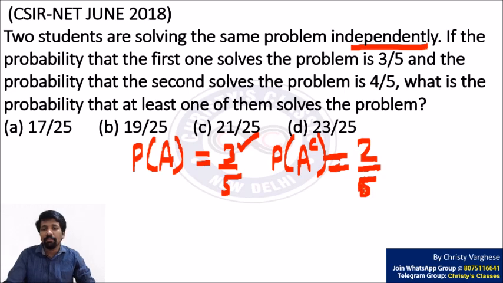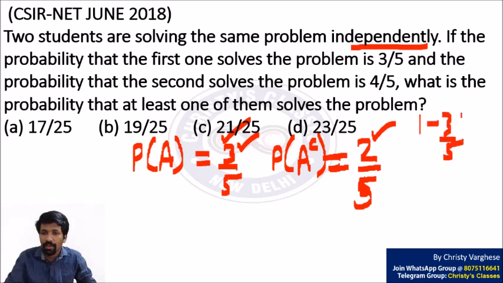The pizza example will help you in this question also. Think that a pizza is cut into 5 parts. If you are taking 3 parts already, how many parts will be remaining in the box? 2 out of 5 parts. When 3 out of 5 is taken from 5 parts, 2 out of 5 parts will be remaining. So, logically you can say 3 by 5 chance for A to solve it, 2 by 5 chance for A not to solve it, because 1 minus 3 by 5 will be the probability of A not solving it.